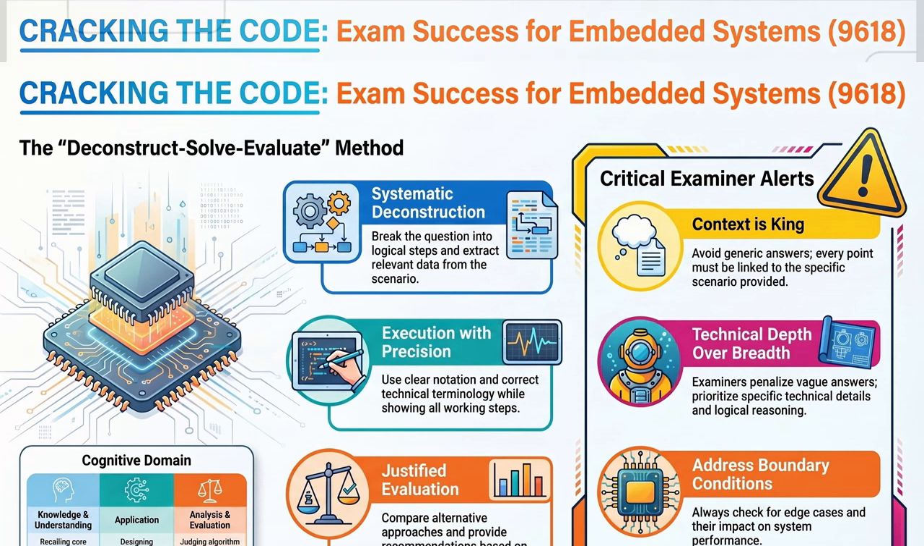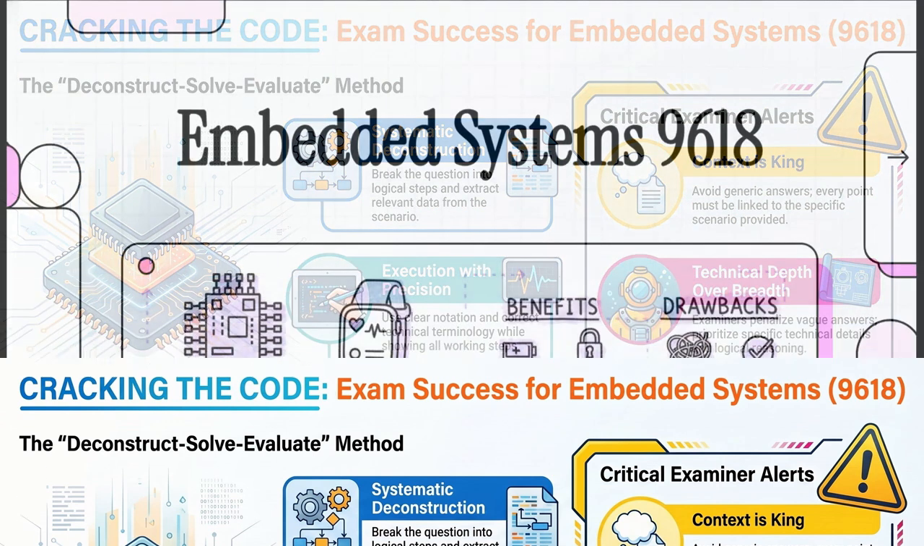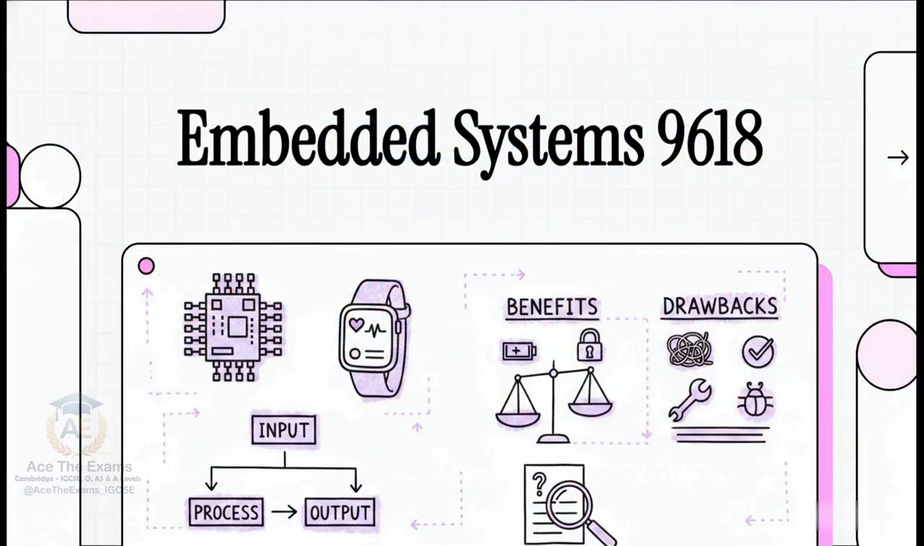Today, we are diving into a really high-yield masterclass. We're targeting a highly specific and honestly undeniably crucial area of the Cambridge AS and A-level computer science syllabus. Specifically, we're looking at subject code 9618, embedded systems, with an intense focus on their benefits and drawbacks.